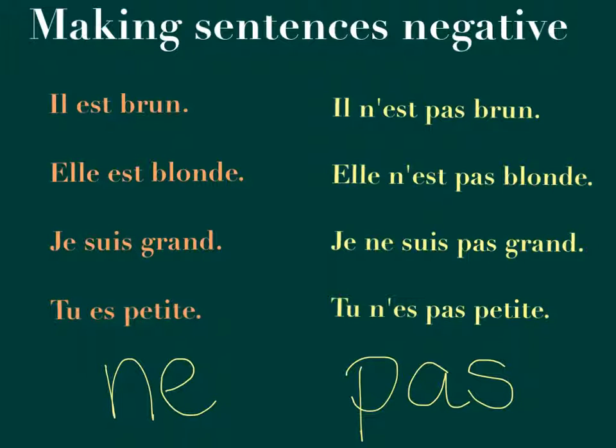Okay? With tu es petite, tu n'es pas petite. And again, because this word starts with the vowel, we're going to contract the ne with the es. Ne and es become n'es. Tu n'es pas petite. So we have il n'est pas brun, elle n'est pas blonde, je ne suis pas grand, tu n'es pas petite.